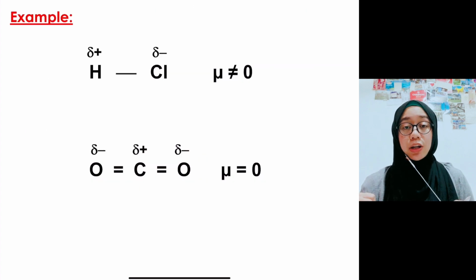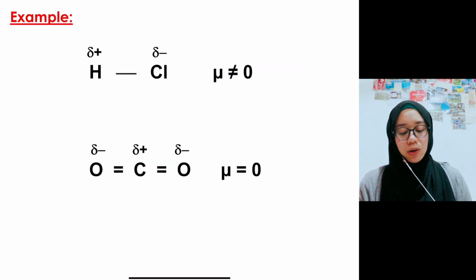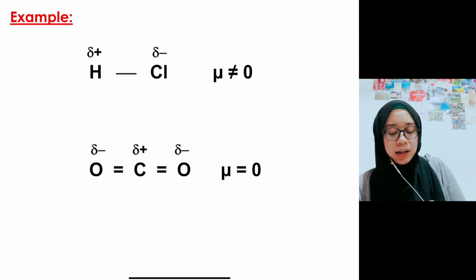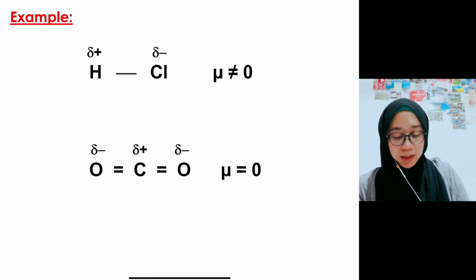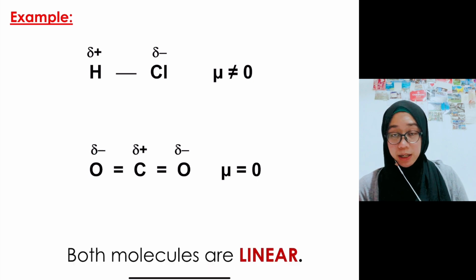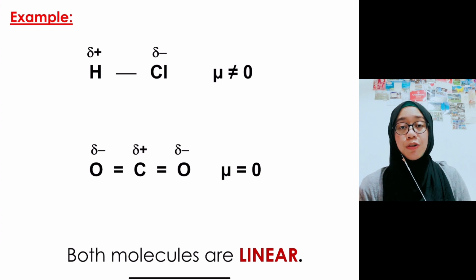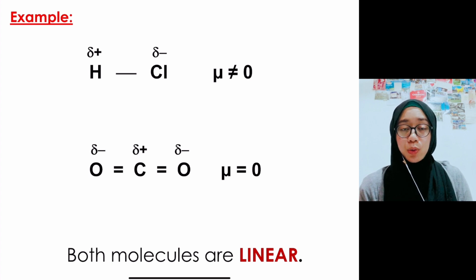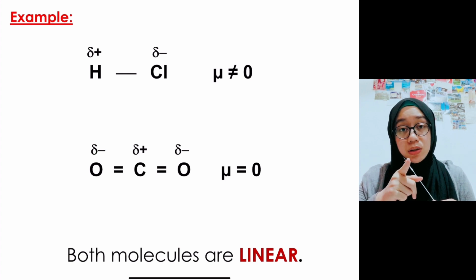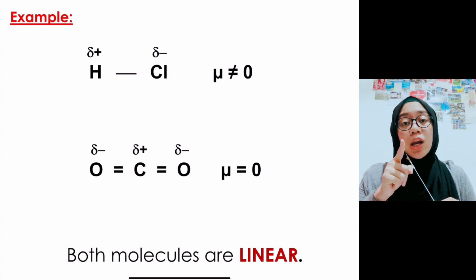So for example, kalau kita ada HCl dekat sini, kalau kita tengok in terms of dia punya shape, dua-dua HCl dengan CO2 they are both linear. Okay, they are both linear molecule. Tapi untuk kita punya HCl, the mu does not equal 0. Saya ingat tak tadi, kalau mu does not equal 0, therefore it is a polar molecule.